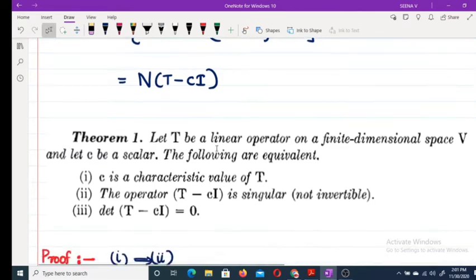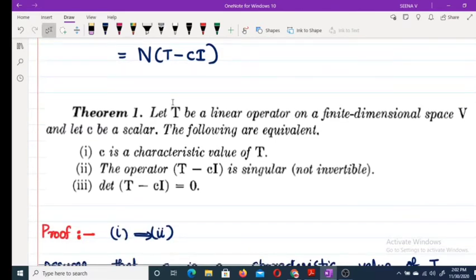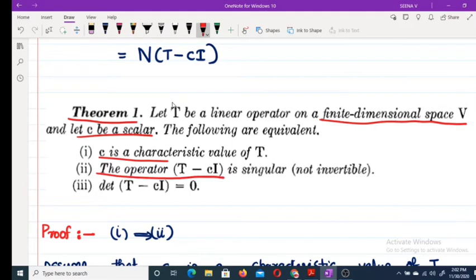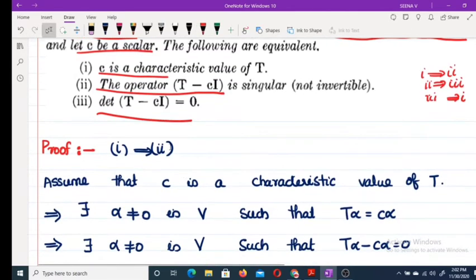Okay, now we are going to prove one theorem. Theorem 1. The theorem says: let T be a linear operator on a finite dimensional space V and let C be a scalar. Then the following are equivalent. One, C is a characteristic value of T. Two, the operator T minus CI is singular. Three, determinant of T minus CI equals 0. We have to prove these three conditions are equivalent. That means we have to prove 1 implies 2, 2 implies 3 and 3 implies 1. Okay. Now 1 implies 2.